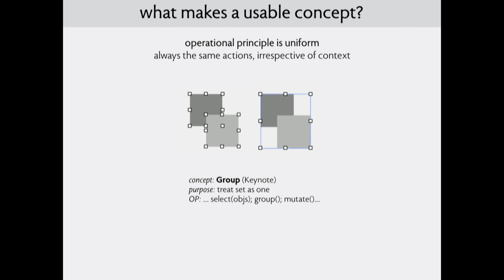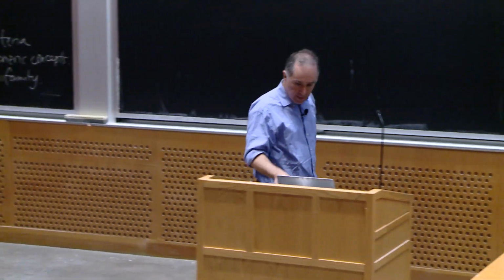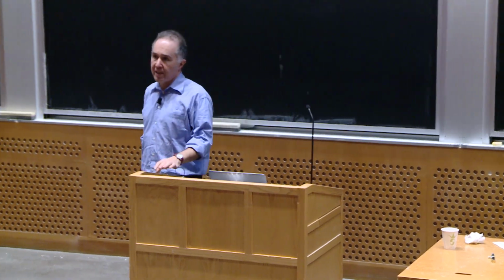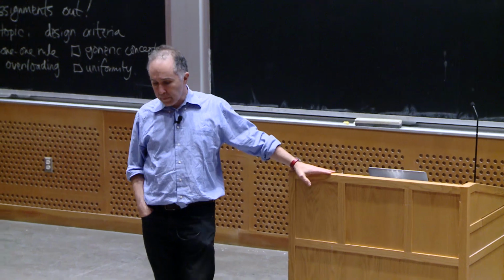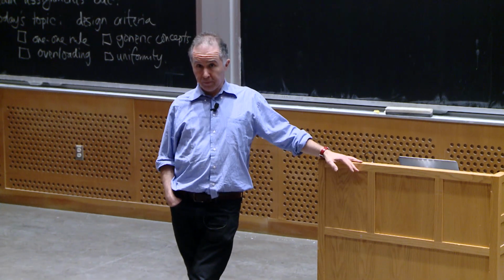What's the operational principle? Well, you all know the operational principle, right? It's what I just showed you. It's you select some set of objects, you apply the group action to them, and then you do some mutation to that group, okay? That's the operational principle. However, this doesn't always work. Have any of you ever noticed a case in particular in a slide presentation app like PowerPoint, where this doesn't work?